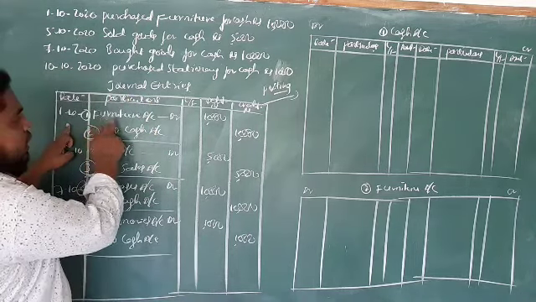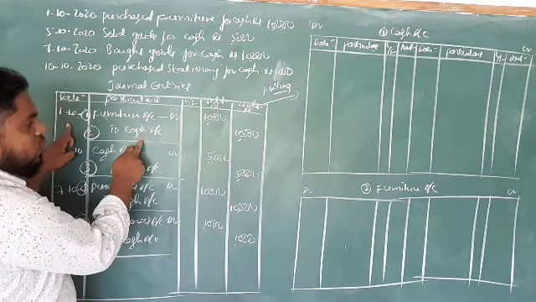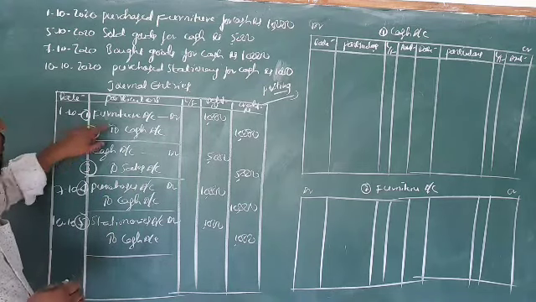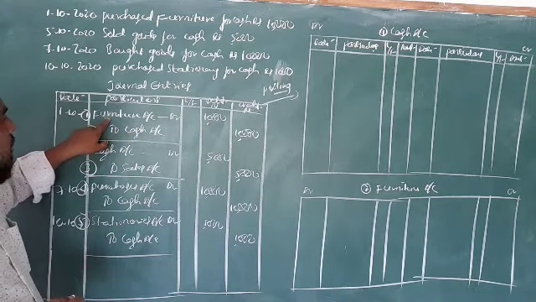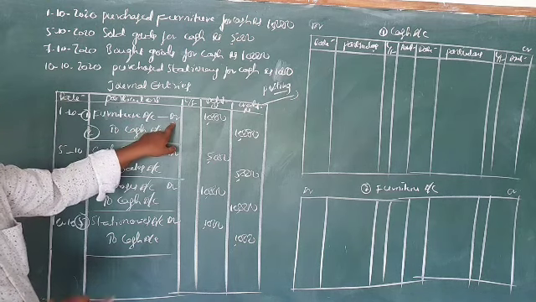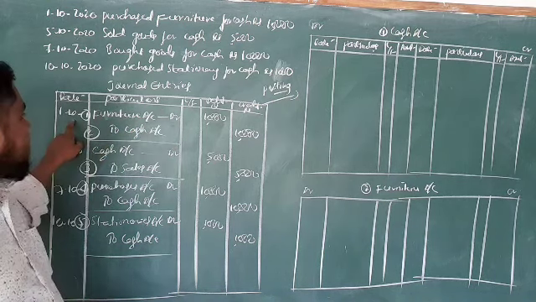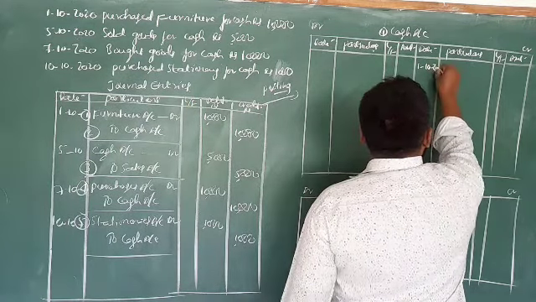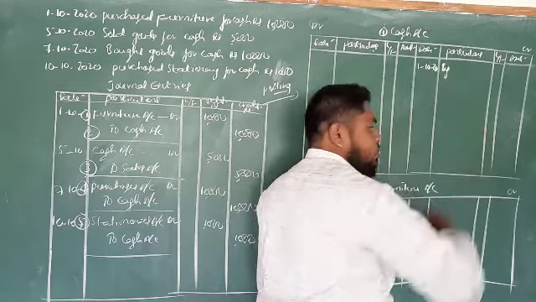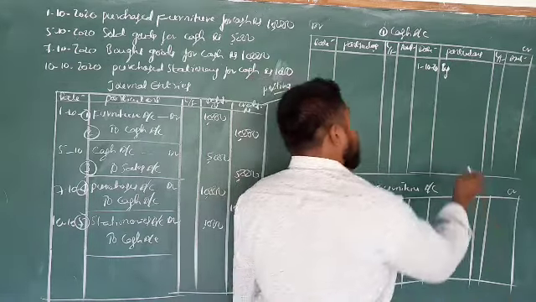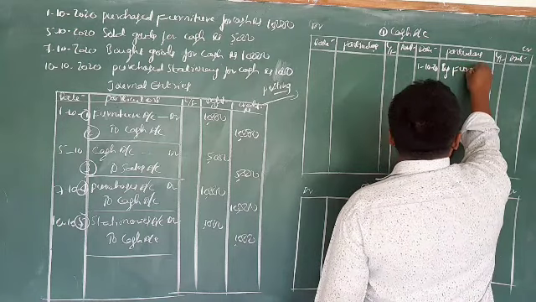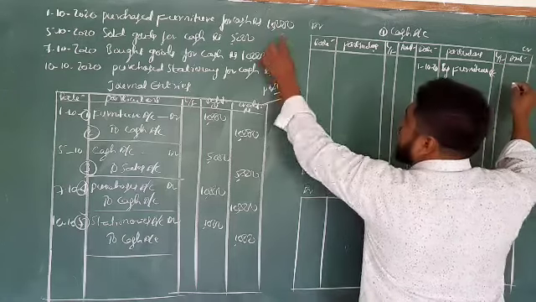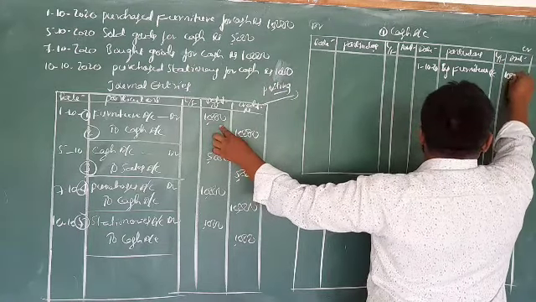Furniture account debit to cash account. In the cash account we have to enter furniture, on the opposite side. Furniture is the debit side, so in the cash account it goes on the credit side. The date is 1/10/2020. On the credit side we have to use the word by: by furniture account, amount 10,000.